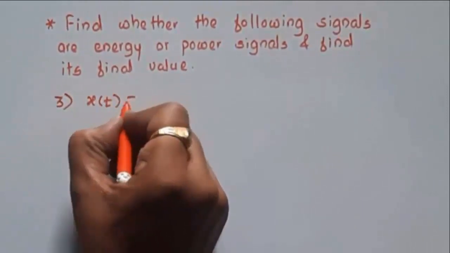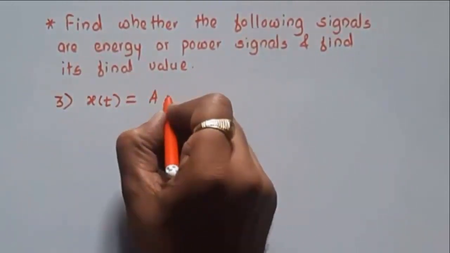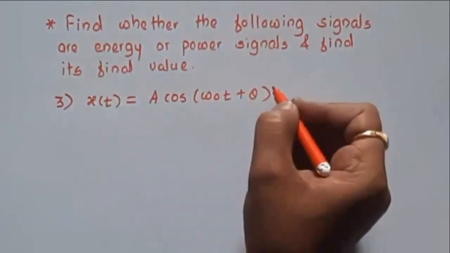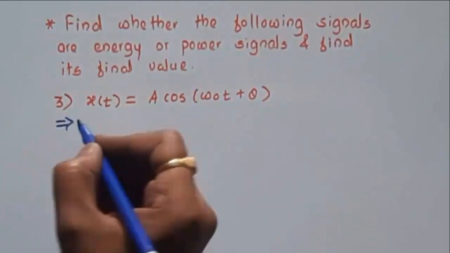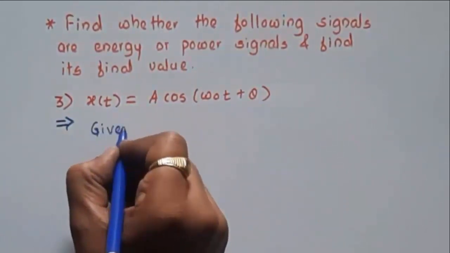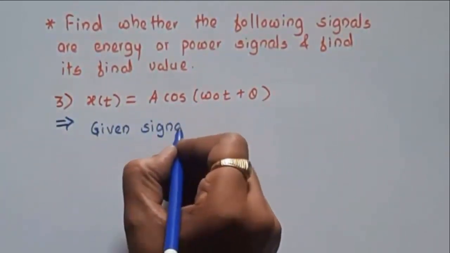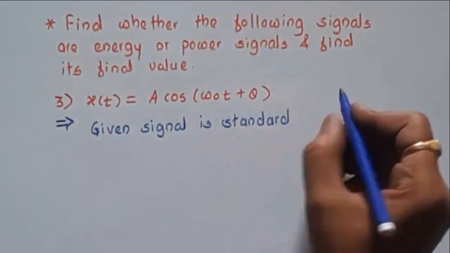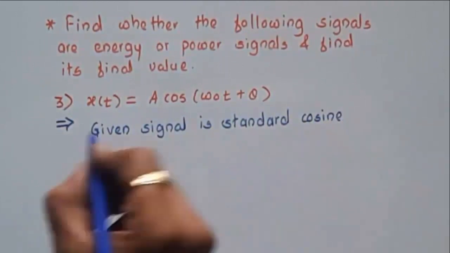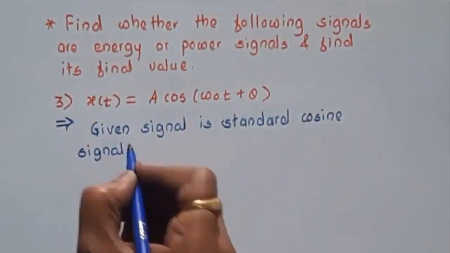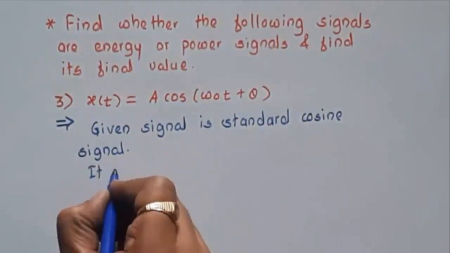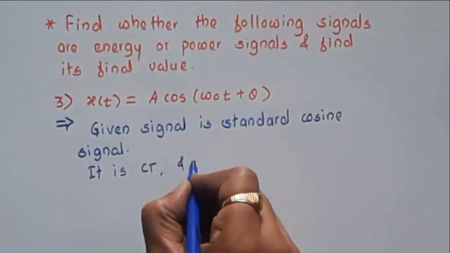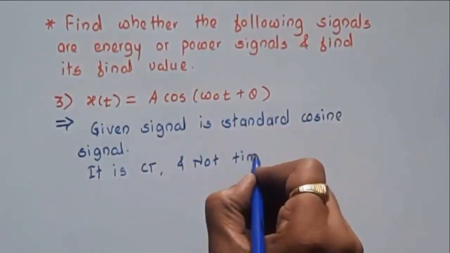Let's go for the next example. x of t is equal to a cos of (omega 0 t plus theta). Now here, the given continuous time signal x of t is a standard cosine signal. Given signal is a continuous time signal and it is not a time limited signal. Hence, it may be a power signal.